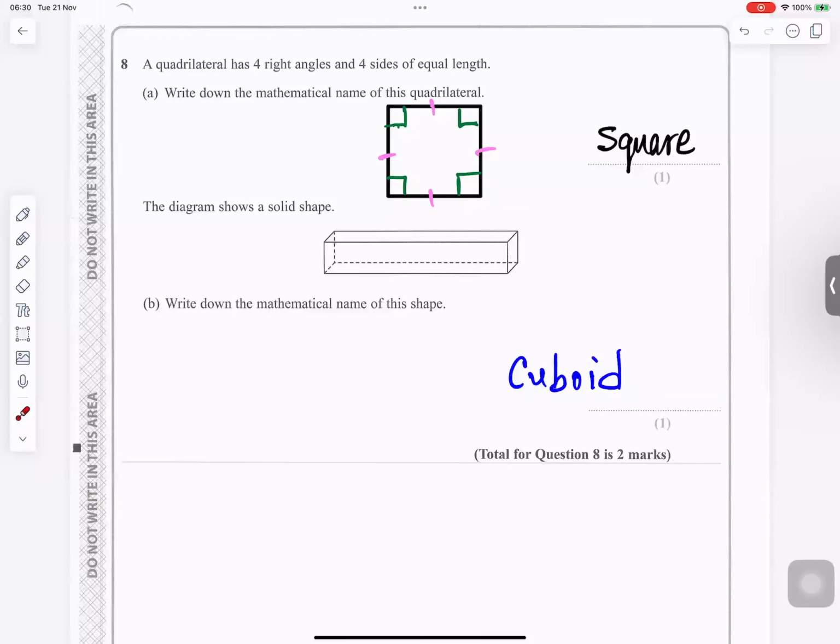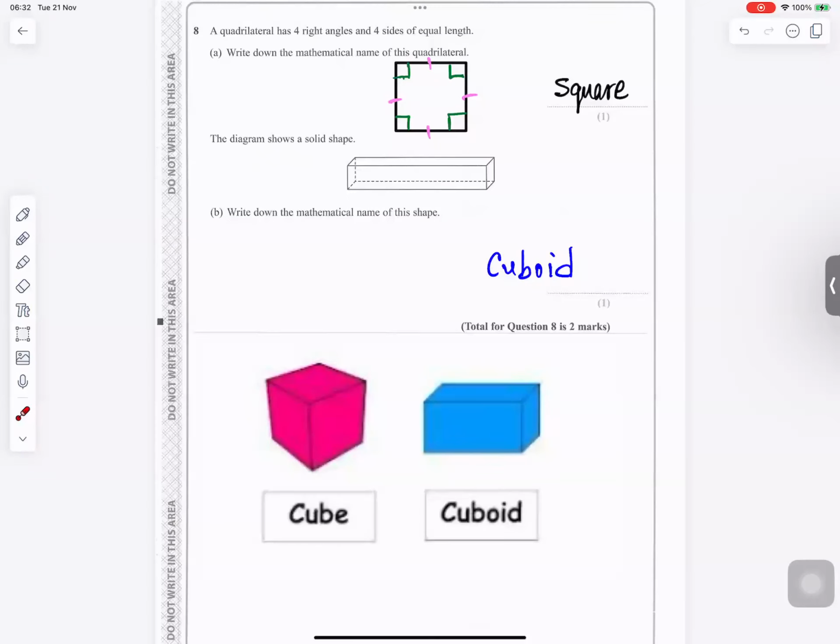Number 8. Write down the mathematical name of this quadrilateral. It's a square, 4 sides, equal length. And the name for part B is a cuboid. What you want to notice is the difference between a cube and a cuboid. You look at the shape, and here you can clearly see it's a cuboid, the length there is longer. In a cube, all of them are the same.